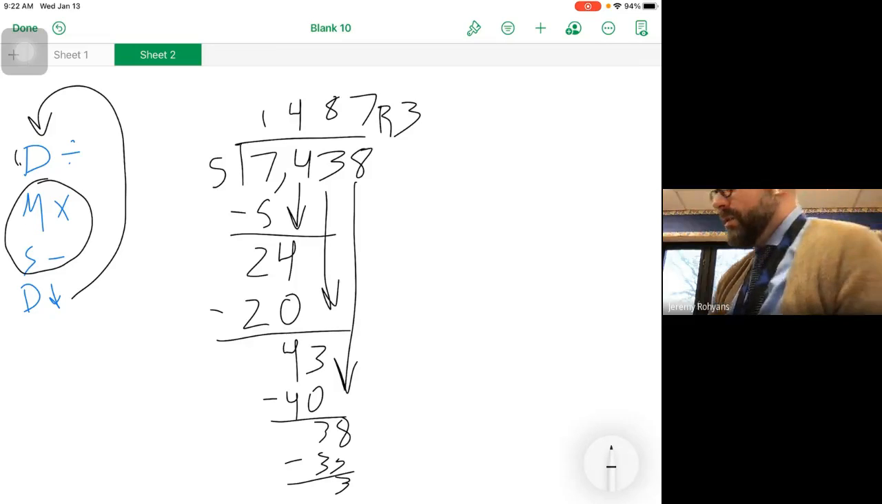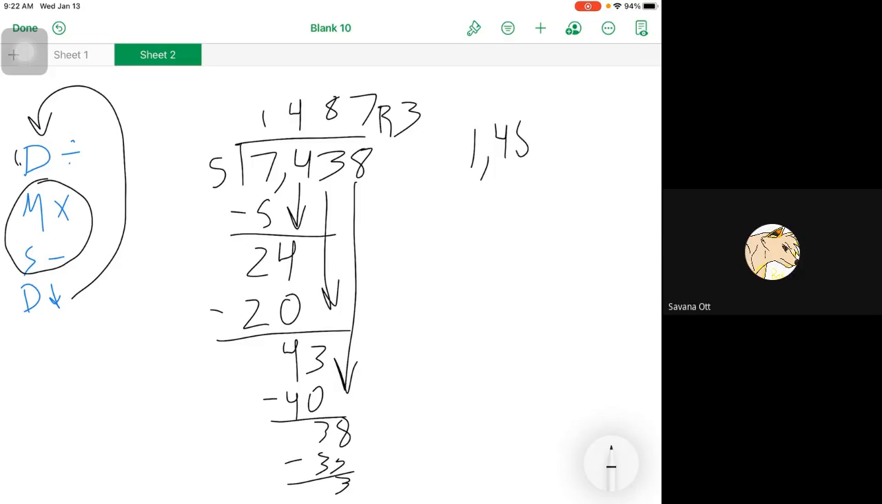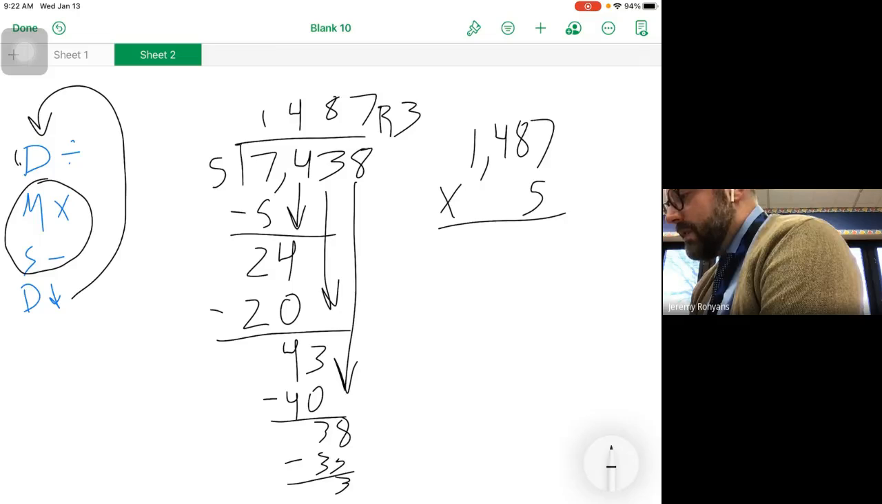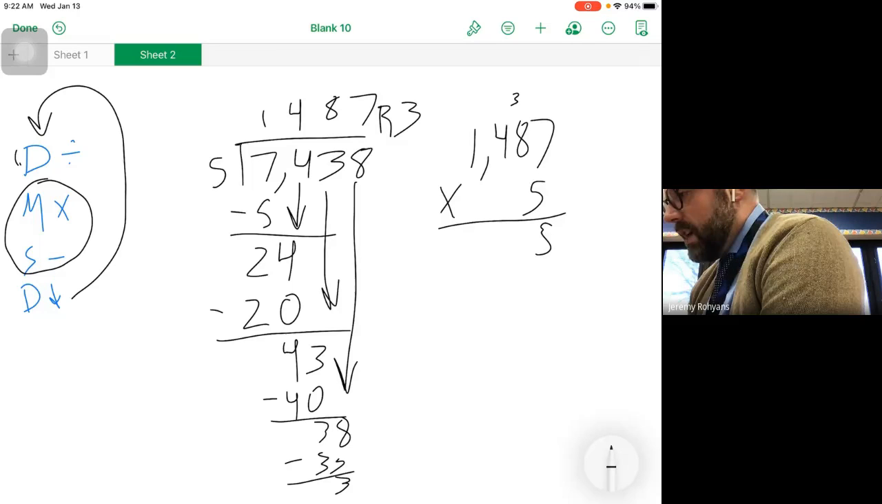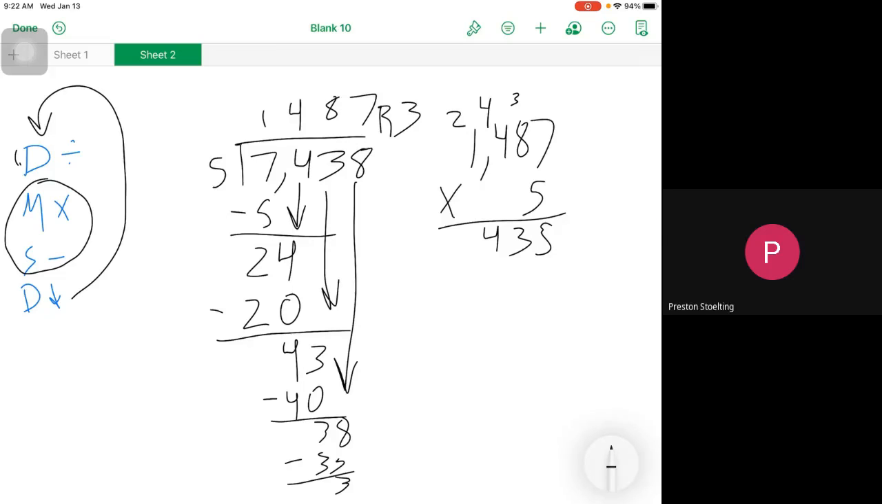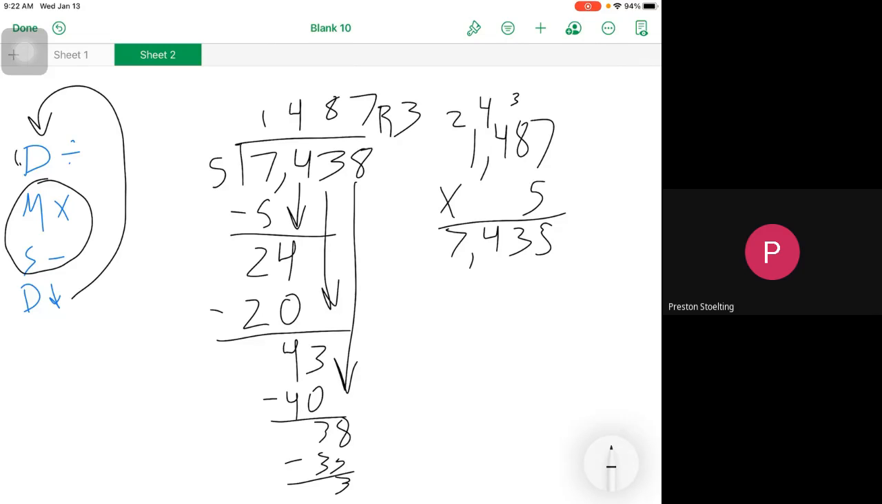Okay. Then to check your work, we do 1,487 times 5. 5 times 7 is 35. 5 times 8 is 40 plus 3. 5 times 4 is 20 plus 4 is 24. 5 times 1 is 5, plus 2 is 7. So I got 7,435. But it doesn't look like a 5 to me. What's missing?